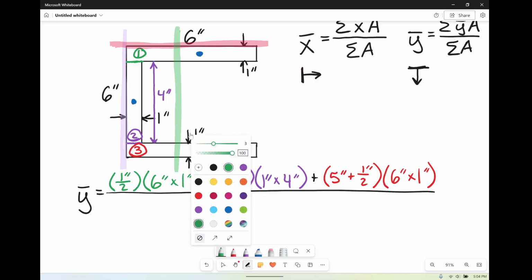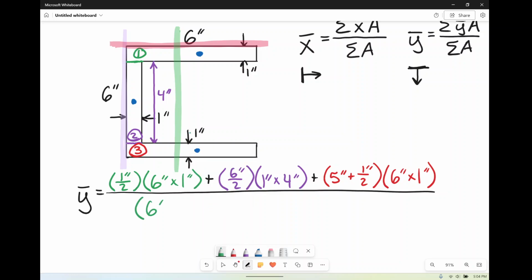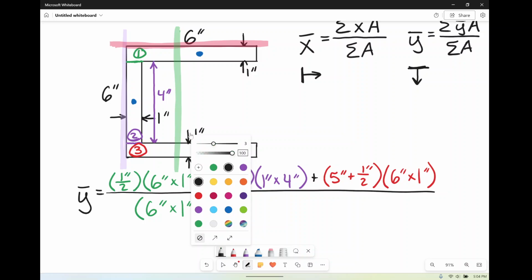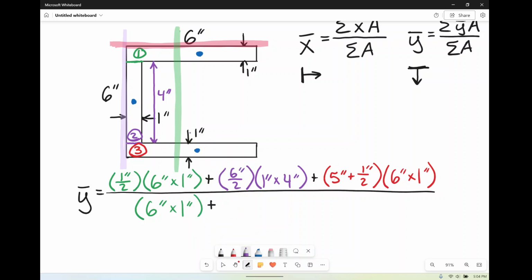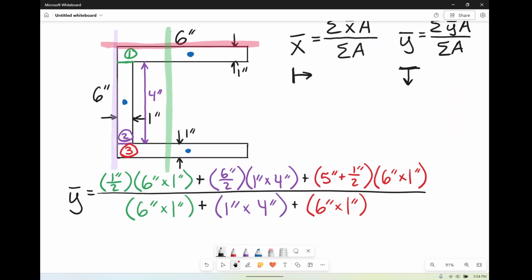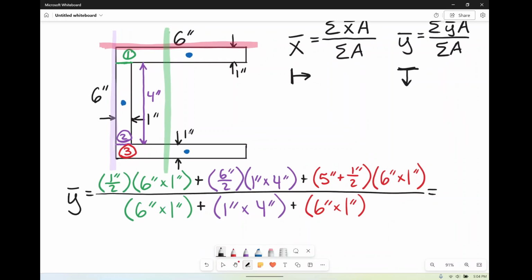So the areas, we're going to start with the green one: 6 inches by 1 inch. Then we're going to have the purple one, which is 1 inch by 4 inches. Then we're going to have the red one, which is 6 inches by 1 inch. So we get the grand total for y bar here. If you didn't already guess it, it is actually 3 inches.